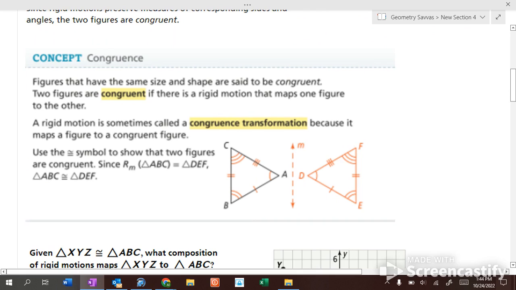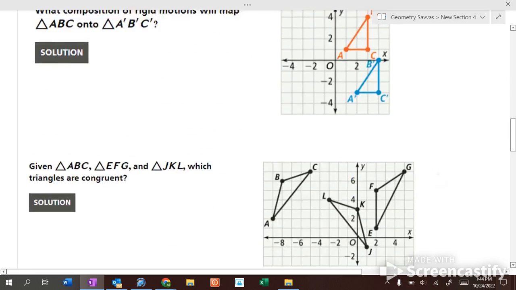So two figures are congruent if a rigid motion maps one onto the other. So if they map onto each other, they are congruent. And so you don't have to write down the word congruent, because we all know that congruent means all sides, all the angles are the same. A rigid motion is sometimes called a congruence transformation because it maps to a congruent figure. So since everything in ABC is congruent to DEF, and A corresponds to D, B corresponds to E, and C corresponds to F, and the corresponding sides are all congruent, then ABC is congruent to DEF.